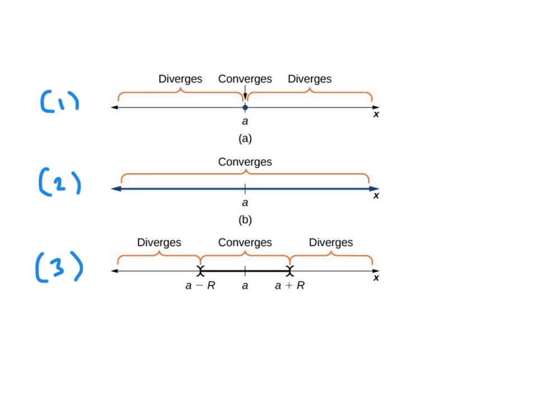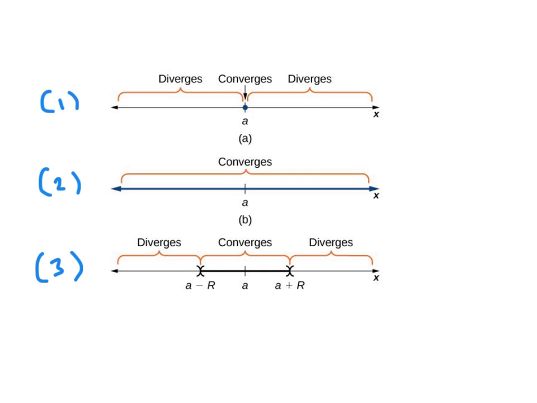Here is a graphical depiction of cases 1, 2, and 3, showing on a number line where our power series would converge and diverge. In case 1, where the series converges only at the center, we see that it's converging there at the number a and diverging both when x is greater than a or smaller than a. In case 2, our power series converged everywhere.